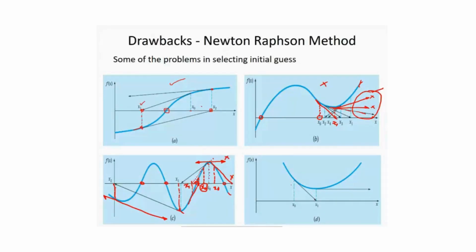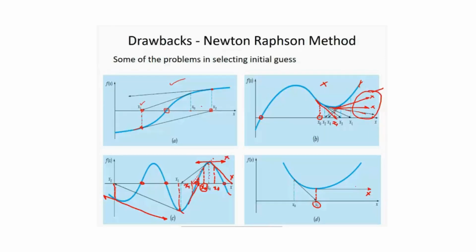So here also it is the same thing. If you select x0 here, it is touching somewhere here. From here you have drawn the tangent. This is the new value of the root, and when this line is extended, it touches here, exactly at the base. So you will get a horizontal line, meaning here also you will not get the root. So this is the major drawback of the Newton-Raphson method.